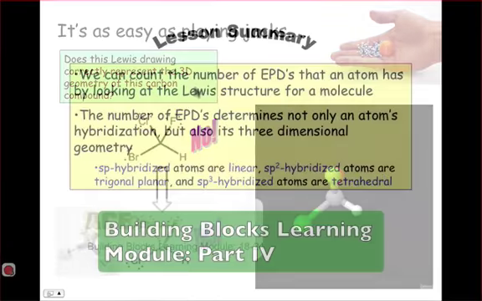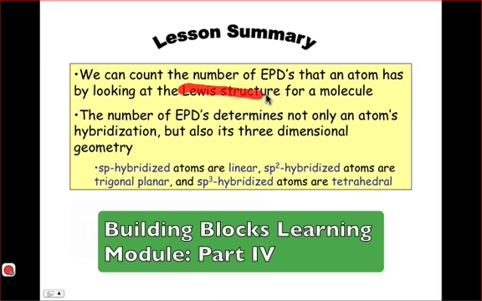For a lesson summary, we learned that the Lewis structure of a molecule allows us to count the number of electron pair domains that an atom has, and by counting the number of electron pair domains, we can determine the geometry of a molecule as well.